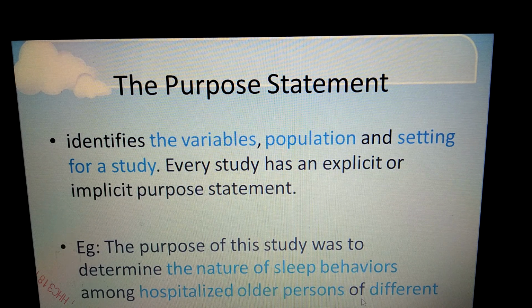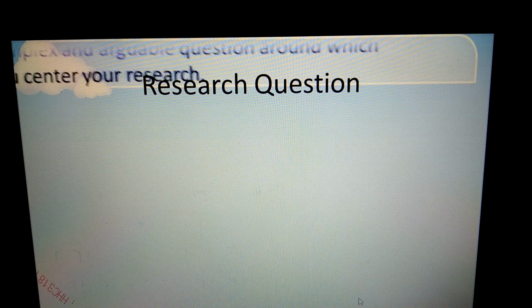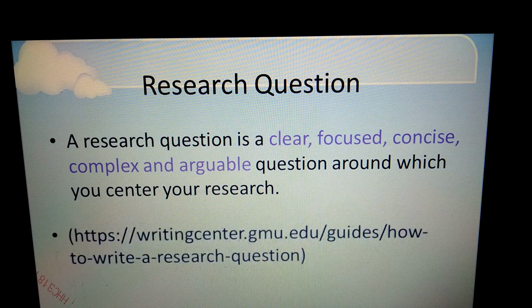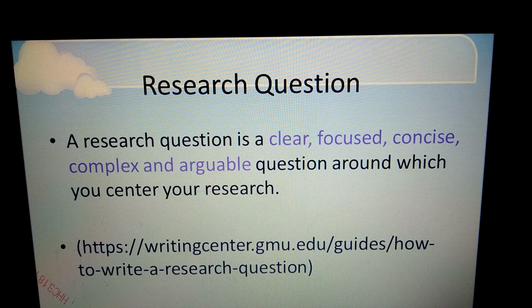Then I want to introduce the research question. A research question is a concise, complex, and arguable question around which you center your research. Clear. It means that it provides enough specificity that one's audience can easily understand its purpose without needing additional explanation.